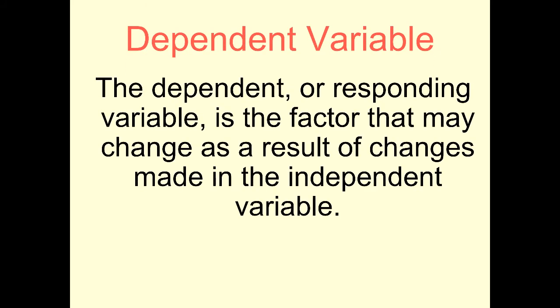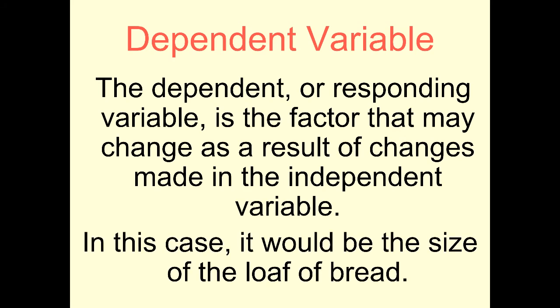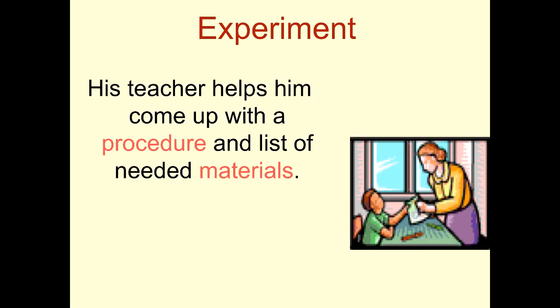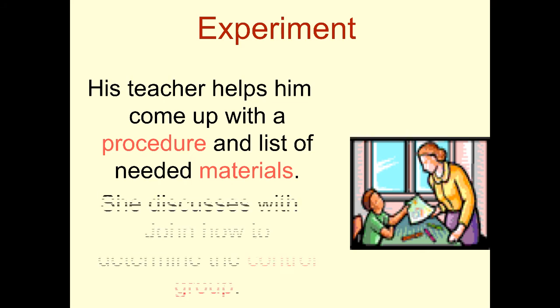The dependent variable, or responding variable, is the factor that may change as a result of the changes made in the independent variable. In this case, it's the size of the loaf of bread. His teacher helps him come up with a procedure and a list of materials.